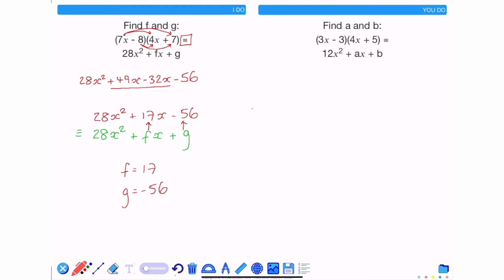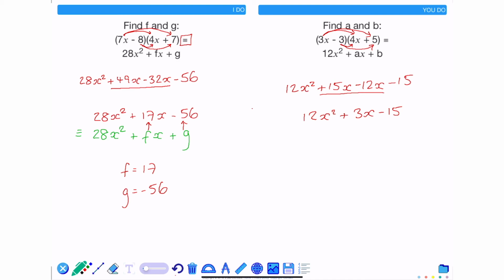So like what we did with the left hand side, I need to be able to multiply out the brackets first. So 3x times 4x is 12x squared. 3x times 5 is 15x. Negative 3 times 4x is negative 12x. And negative 3 times 5 is negative 15. By simplifying the middle two terms, I end up with 12x squared plus 3x, take away 15.